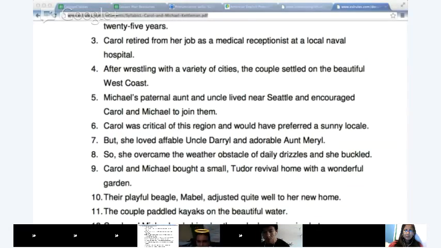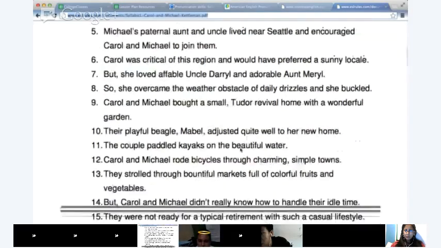So this time it's going to be you, Sela, and you, Tatiana. Carol was critical of this region and would have preferred a sunny locale. Carol was critical of this region and would have preferred a sunny locale. Tatiana? Carol was critical of this region and would have preferred a sunny locale. Locale. Yep. He wants to try. Right now it's not noisy. Okay. Try that one then. Carol was critical of this region and would have preferred a sunny locale.